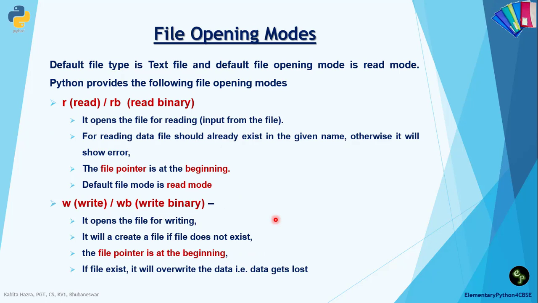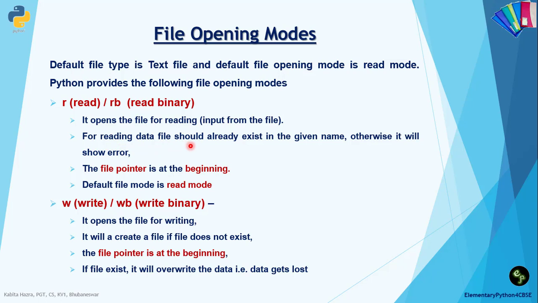Let us now discuss the various file opening modes before actually performing any operation on a file. As we have already discussed, the default file type is text file, and the default file mode is read mode. Various opening modes available in Python are read, which is represented with the letter R, or we suffix B to represent read binary mode. Whenever we specify the file mode as R or RB, it opens the file for reading, that is to get data from the file, to input data from the file.